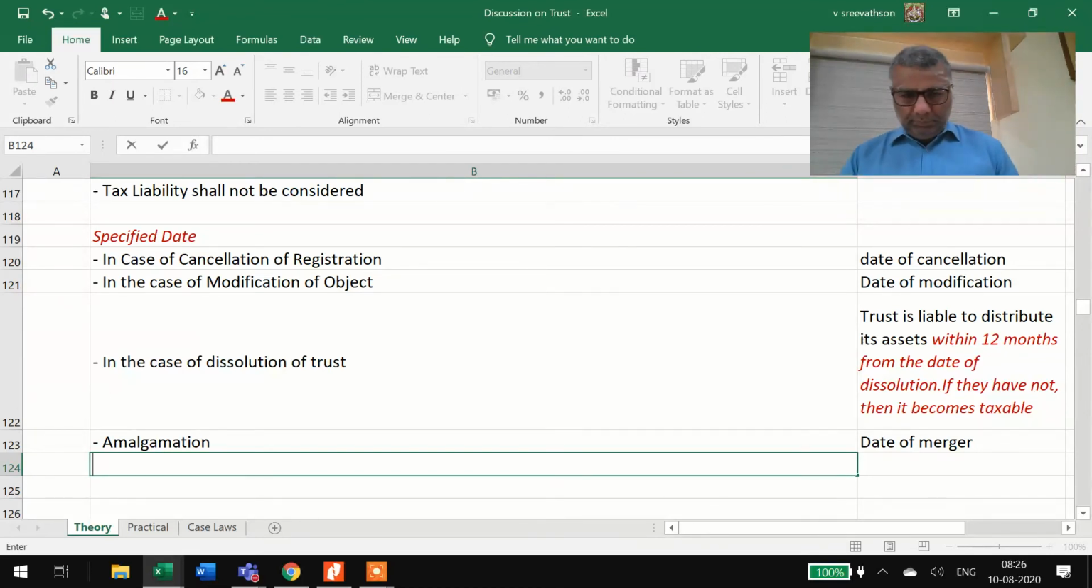Sir, in case of dissolution of trust, if they have not distributed, does it become taxable from dissolution, sir, or from the expiry of 12 months? One year they will wait, sir. After 1 year, they have failed to distribute. Then will the taxability be from that date? It is balance sheet based, sir. Let us not worry about from which date. On that date, whatever is in the balance sheet amounts. Okay, fine, sir.